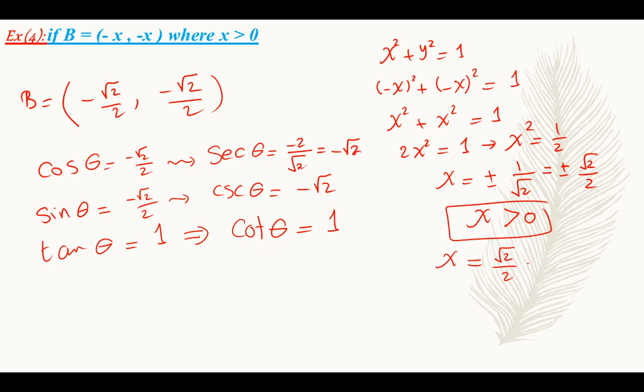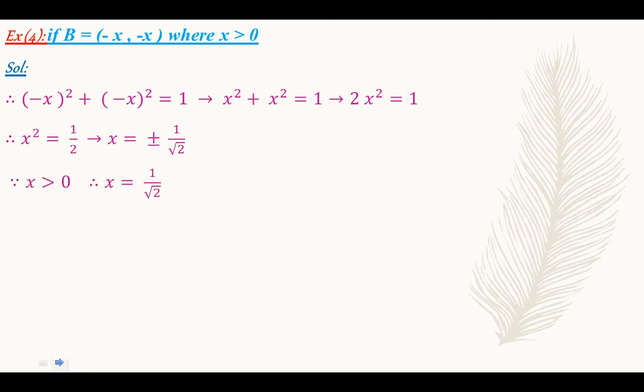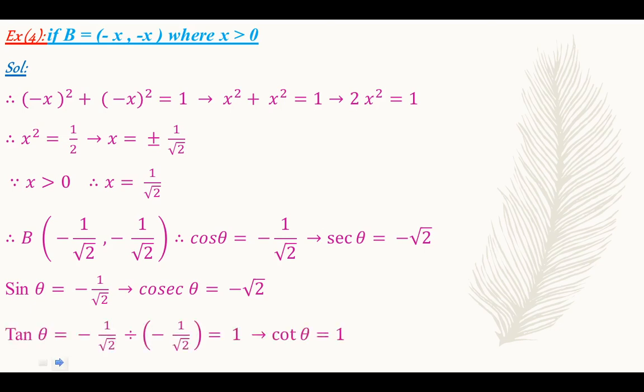You can see, if you use your calculator, tan theta equals 1, and cotan theta will also equal 1. Okay, let's go to another example. Here are the steps again, using the PowerPoint. Sine theta equals negative 1 over root 2, cosec theta will be equal to negative root 2. And the last one, tan theta equals negative 1 over root 2 divided by negative 1 over root 2, which equals 1, and its reciprocal is cotan theta, which equals 1.